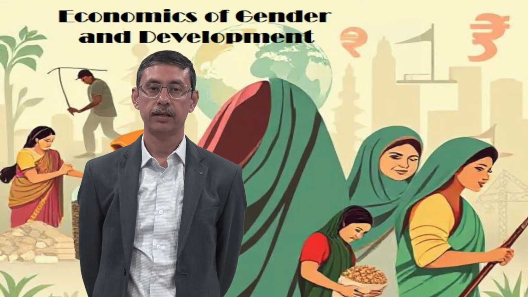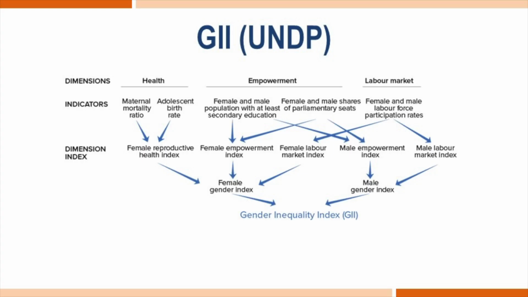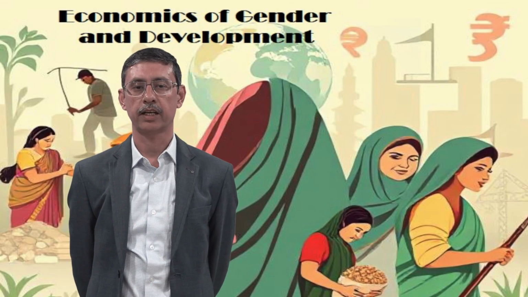All right. And then this is the methodology of adopting the GII, and this is included in the Human Development Report developed by UNDP. You have the dimensions: health, empowerment, and labor market. You have the indicators, and for each of the dimensions we have a dimensional index, and then the Gender Inequality Index is a composite index which combines the 3 indices coming from 3 different dimensions. All right. So this is what GII is.